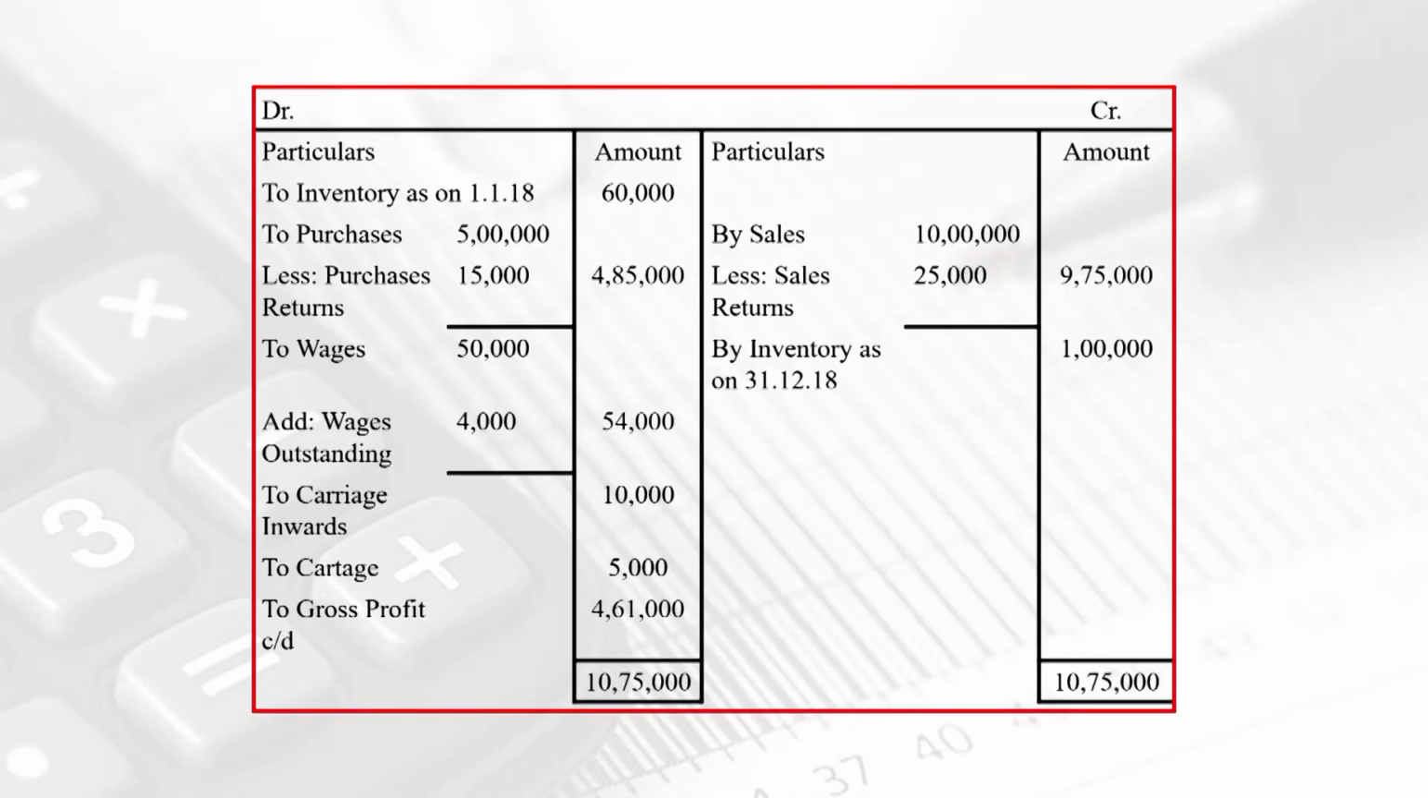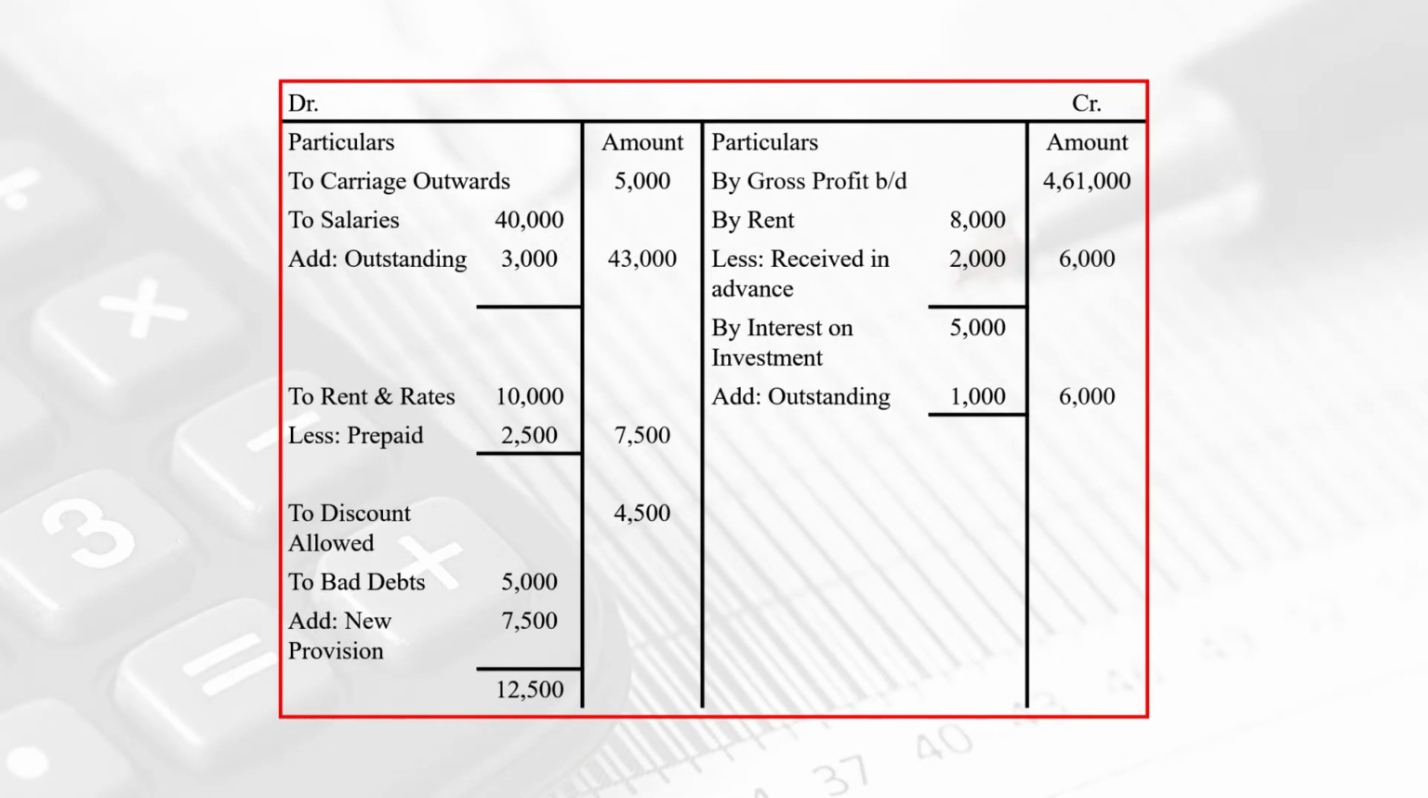gross profits. Now this balance of rupees 4,61,000, which is known as gross profit, will be transferred in the credit side of profit and loss account, as you might be seeing here. Yes, by gross profit brought down. So this amount of 4,61,000 we have brought forward from the trading account. Then the next one is by rent. So rent we have been provided inside the trial balance, 8,000 rupees.